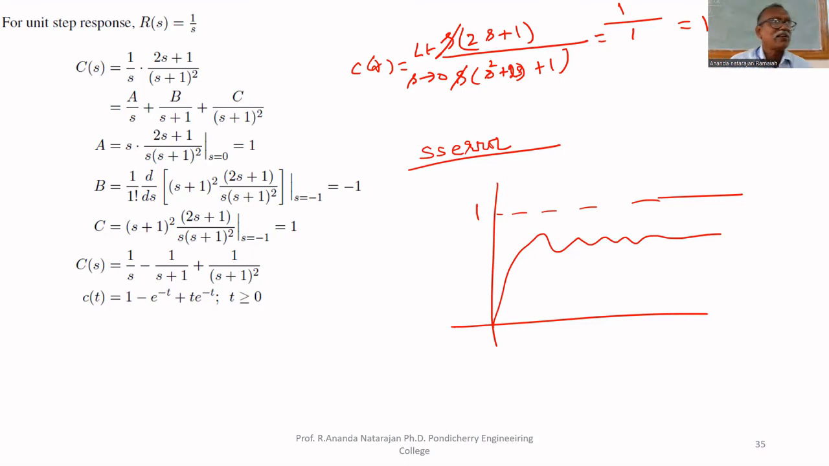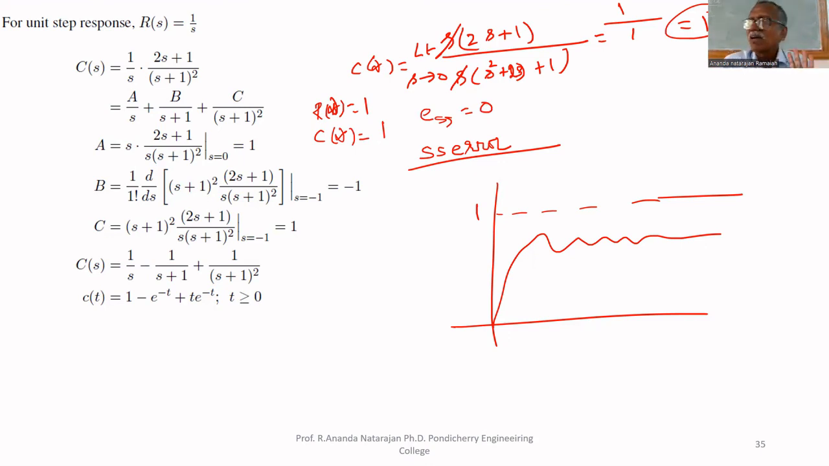For that, we need the final value. What is the reference we know? R of s we know. In this case, R of s equal to 1. What is R of infinity? Equal to 1, because for a step response, initial value and final value are equal. C of infinity equal to what? 1. Just now we found. Therefore, steady state error equal to 0.